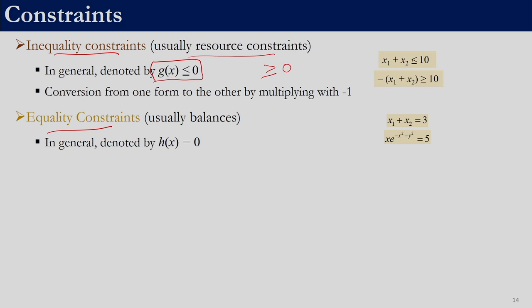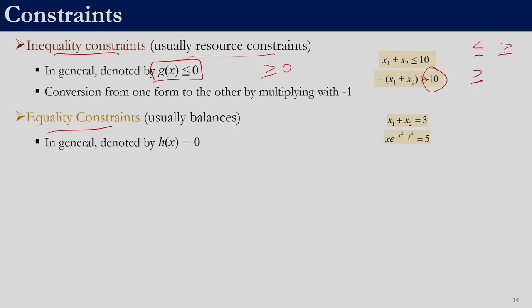Right. So if x1 plus x2 is less than or equal to 10, if this is the requirement, then it is the same as prescribing minus x1 minus x2 is greater than or equal to minus 10, not plus 10, but minus 10 over here. Right. So just like the objective function, the constraints can also be converted from less than or equal to form to greater than or equal to form, or vice versa, by multiplying with a negative sign on both sides of the equation.